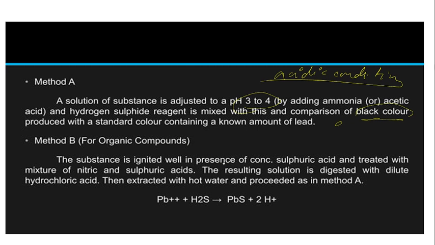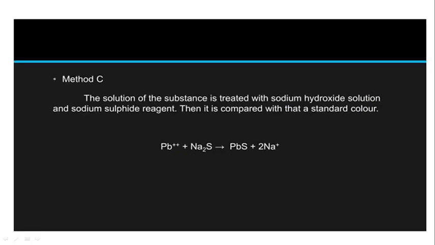Again the same for method B, because method A and method B are same, only the reagent is different. Here we use sulfuric acid. In method C, the substance solution is treated with sodium hydroxide solution and sodium sulfide reagent. Then it is compared with a standard color. Again, one is having brown, another one is having black. So brown is having less traces of heavy metal, while black is having a large amount of heavy metal. So this is the basic difference.